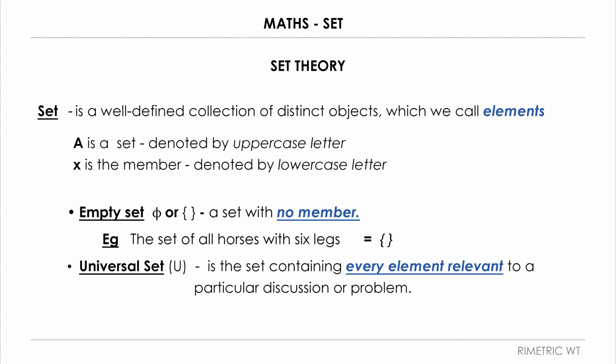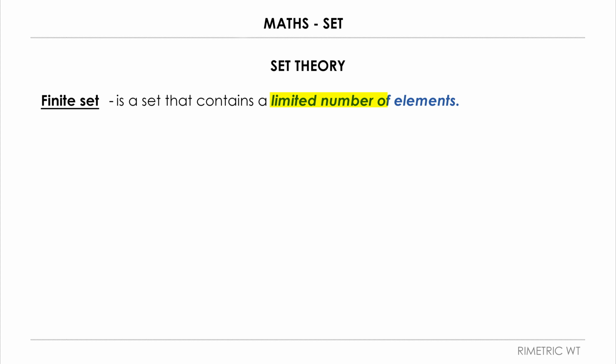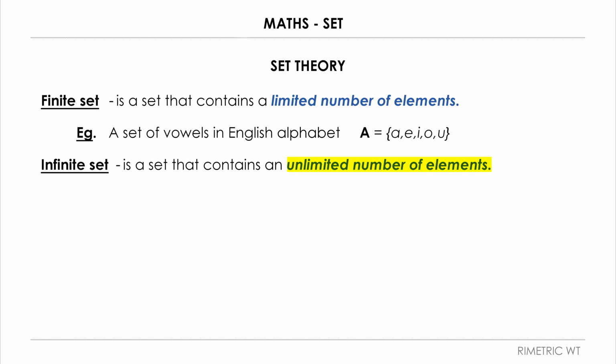Any well-defined set can be either a finite set or an infinite set. A finite set is a set that contains a limited number of elements. In other words, its elements can be counted completely, and the counting process eventually comes to an end. An example is the set of vowels in the English alphabet. An infinite set is a set that contains an unlimited number of elements. No matter how long you continue counting its elements, the process never ends. An example is the set of all counting numbers.